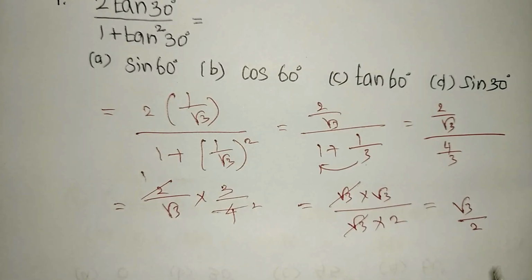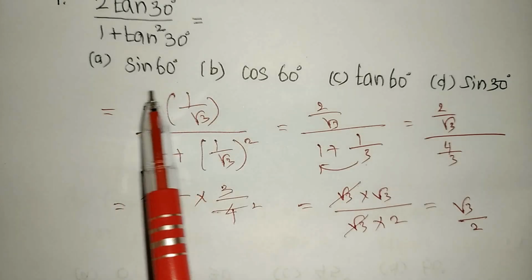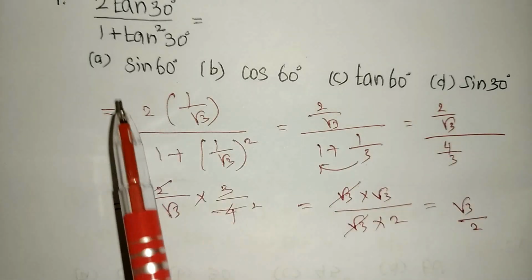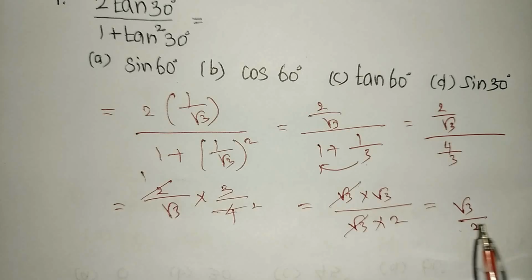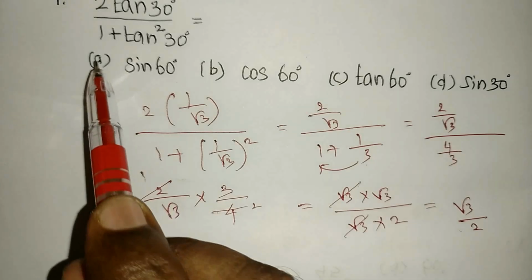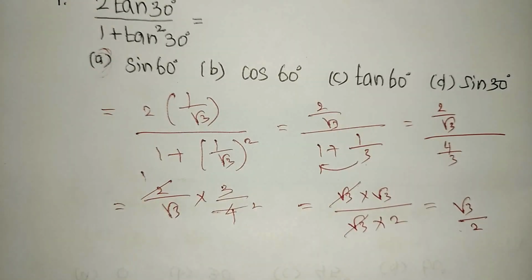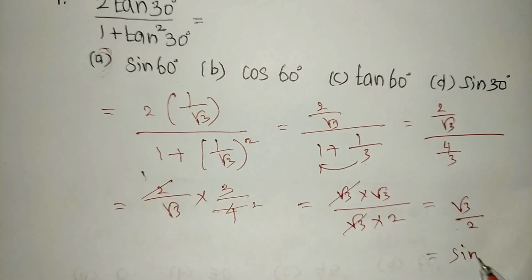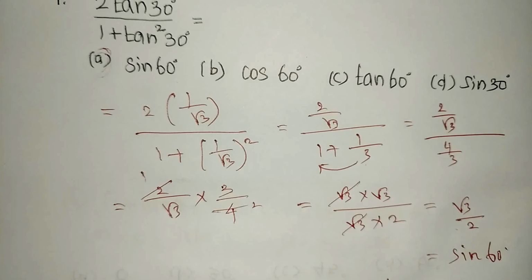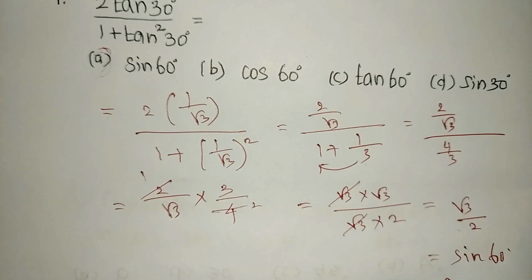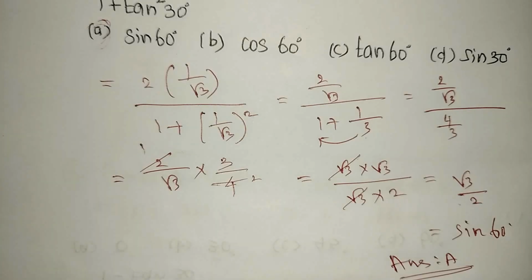Root 3 by 2. Just see what we have in the options. The number is not there, but they have given some value. Root 3 by 2 is equal to which one? This is equal to sine 60 degree. We have it in option A. So this is sine 60 degree, you will get it. So answer A, that is your required one. Okay, right. Now we'll go to the next question.